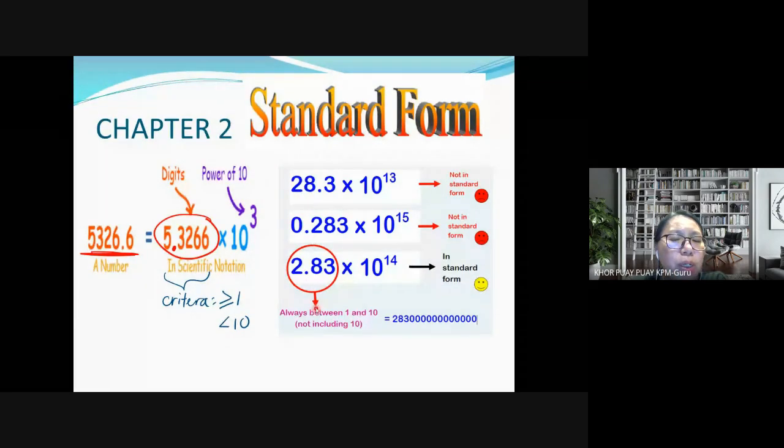So what you do is you move the point. In this case, you must show 2.83. Then only is it correct. It's more than 1, less than 10. And standard form must have times 10 power of something. The whole thing here is called standard form: a number times 10 power of something.